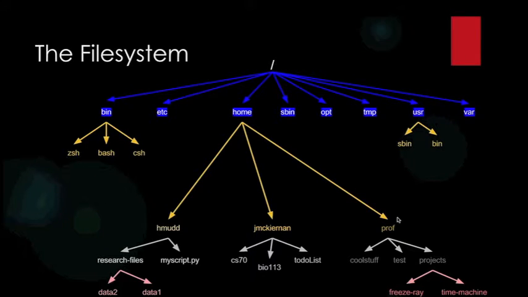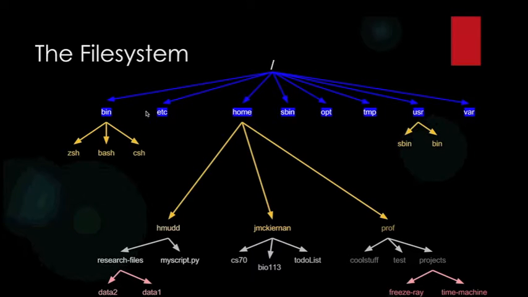The directory immediately above another file or directory on the tree is its parent directory. For instance, bin is the parent directory of bash, and prof is the parent directory of projects. A directory can have 0, 1, or many files and subdirectories inside of it. The highest level directory is root, indicated with a slash. You can think of it as the parent of all other directories on your computer.